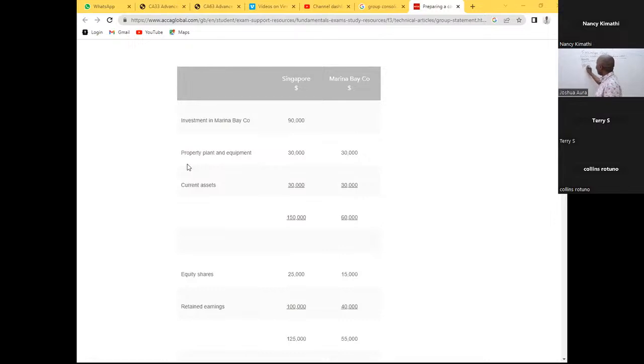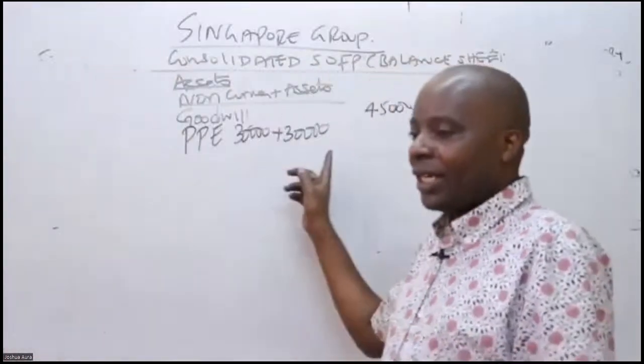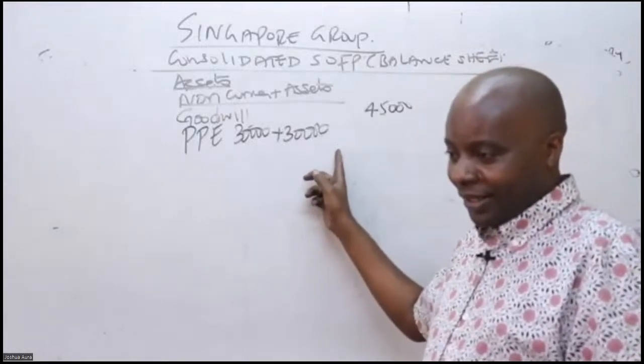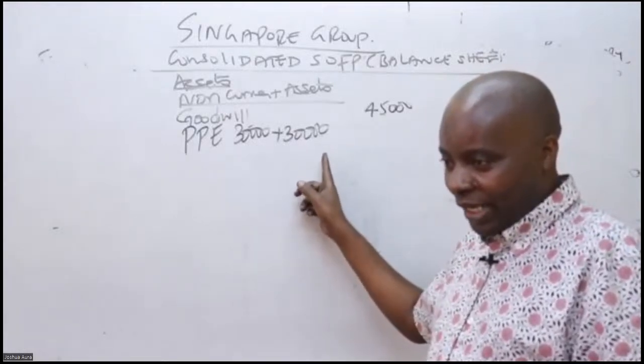PPE. So PPE, I'm consolidating. I can see there is PPE of Singapore of 30,000 and the Marine 30,000. So consolidation is about adding together. So 30,000 plus 30,000. I would want to see whether there is anybody who is able to remember something here. Is there anything else, do you think, we shall add to this?